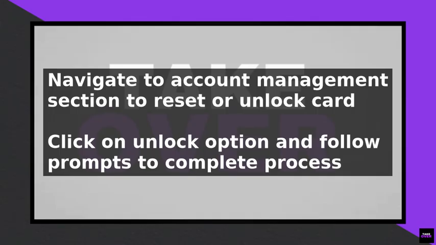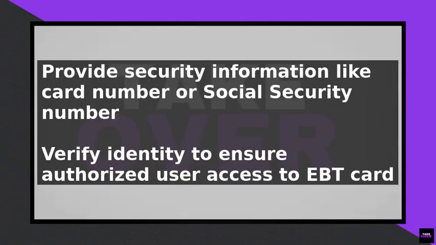You may be asked to provide some security information, such as your card number, PIN, or the last 4 digits of your social security number. This is to verify your identity and ensure that you are the authorized user of the EBT card. After you have provided the required information, your EBT card should be unlocked and you should be able to use it to make purchases or access your benefits.